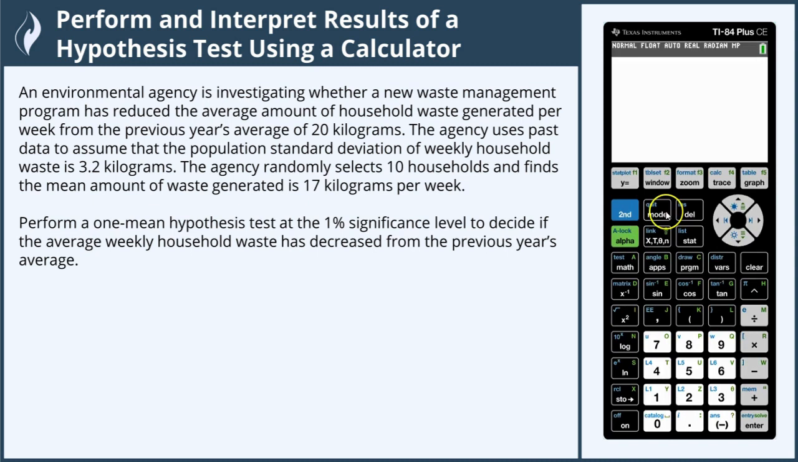An environmental agency is investigating whether a new waste management program has reduced the average amount of household waste generated per week from the previous year's average of 20 kilograms. The agency uses past data to assume that the population standard deviation of weekly household waste is 3.2 kilograms. The agency randomly selects 10 households and finds the mean amount of waste generated is 17 kilograms per week.